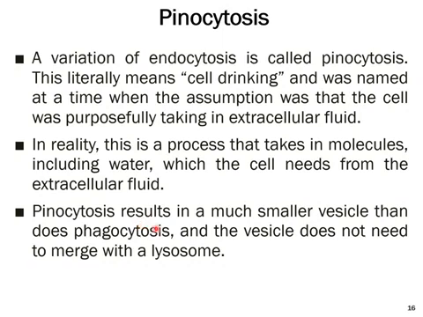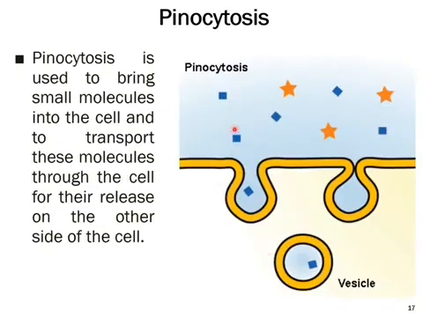Pinocytosis results in a much smaller vesicle than phagocytosis, and the vesicle does not need to merge with the lysosome. Because it's liquid, it does not need to merge with the lysosome to get broken down when it reaches inside the cell. So this pinocytosis vesicle, when it reaches inside the cell, just releases the contents. Pinocytosis is used to bring small molecules into the cell and to transport these molecules through the cell for their release on the other side of the cell.